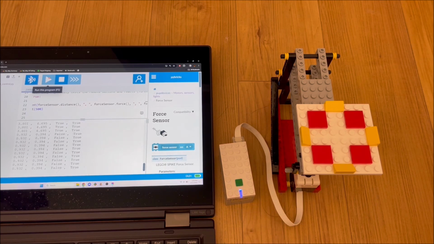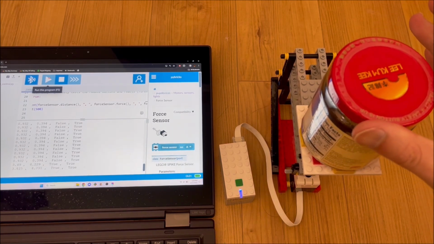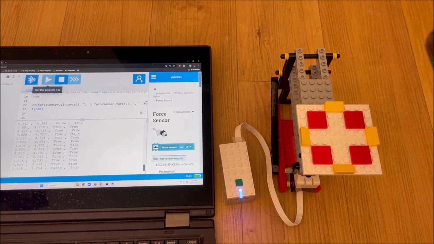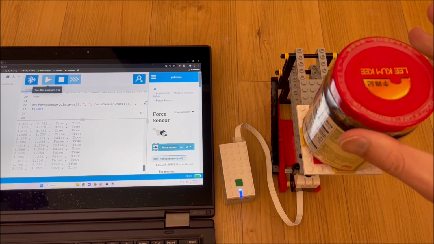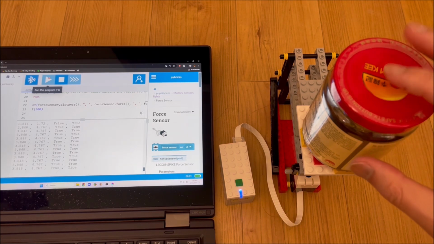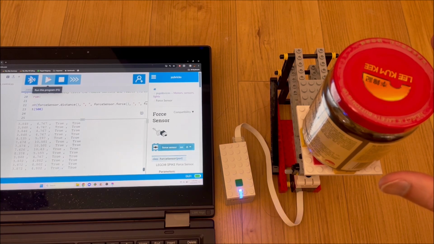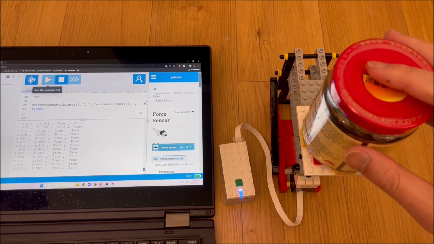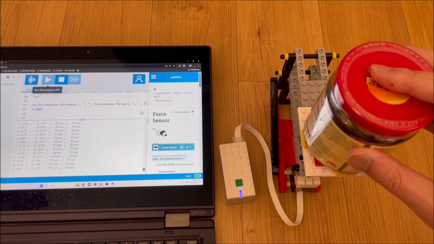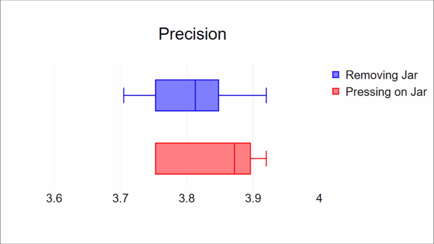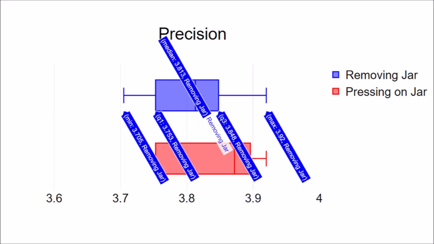So, how does a scale using the force sensor handle this test? Well, not quite as well. We already know it tends to read lower than the actual scale, but it also doesn't read as precisely. Removing the jar 10 times and pressing on it 10 times returned a range of about 5%, which isn't terrible, but not as good as the scale.